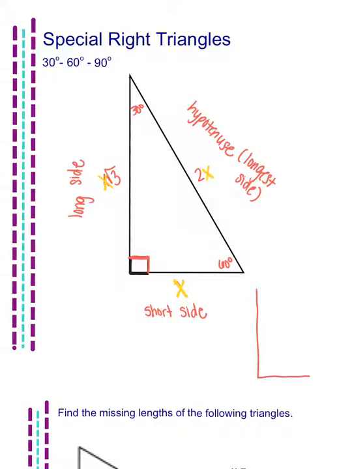So if you were to write a little reference triangle, 30, 60, 90, if you set the short side to 1, then the 60-degree side will be the square root of 3, and the hypotenuse is going to have a length of 2. And those ratios will always hold.